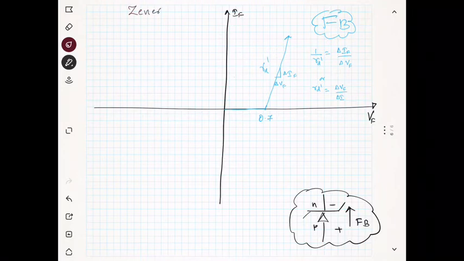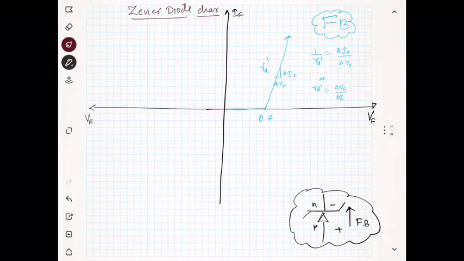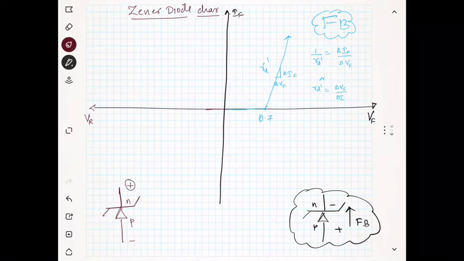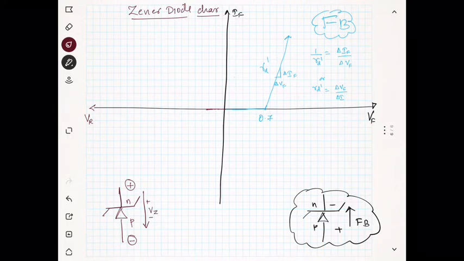So this is the Zener diode characteristics. In reverse bias you will not have any current because you are applying a reverse voltage. Reverse voltage means you have a Zener diode like this. This is N region, this is P region. To the N you apply a positive supply and to the P you apply a negative supply. So the current will be from positive to negative, and the voltage across the Zener diode will be positive, negative, Vz. It will be something like this.